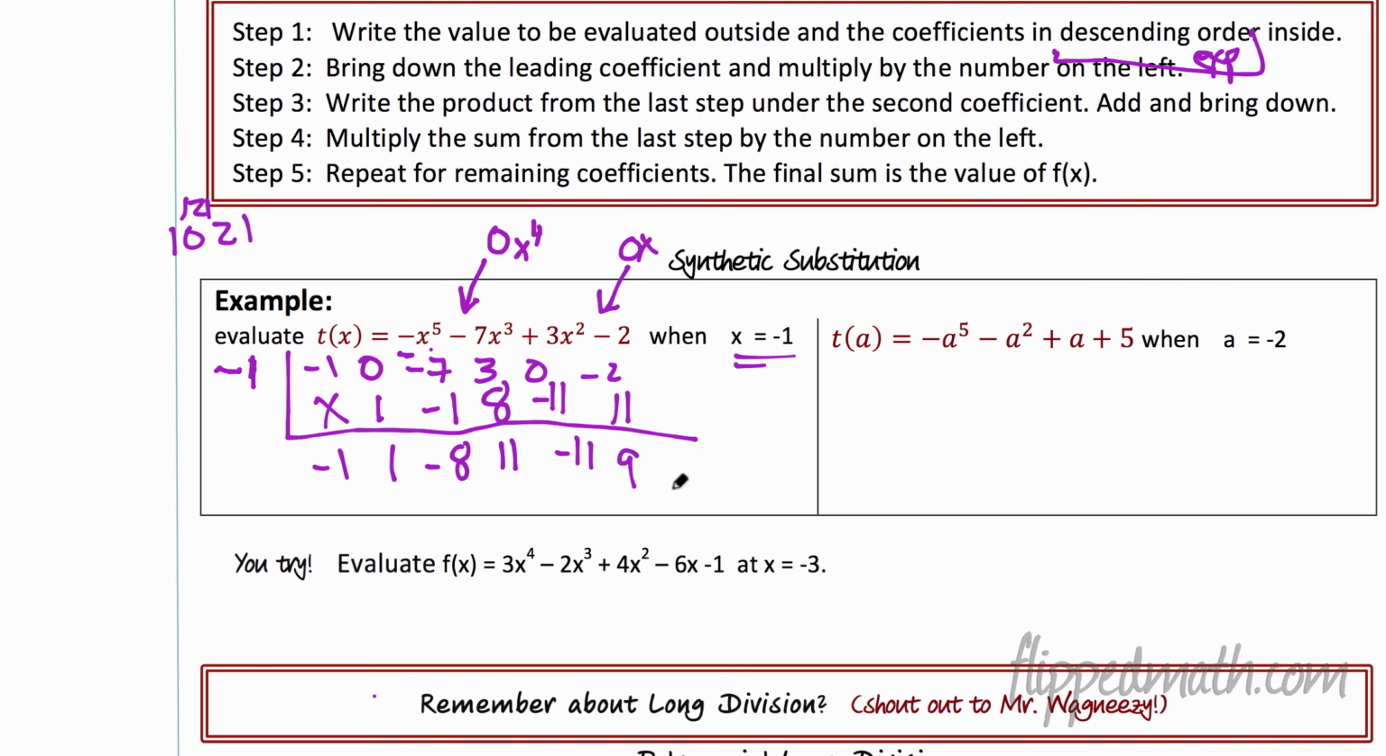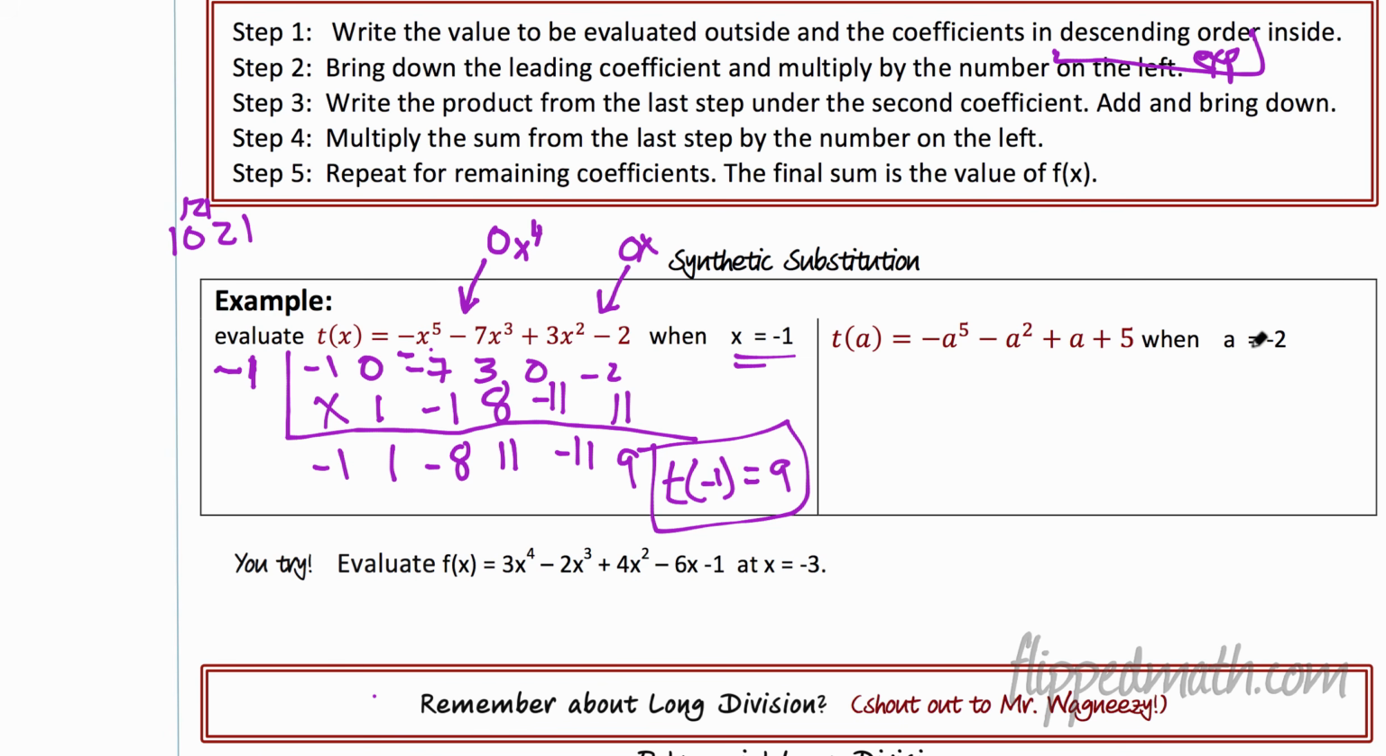So this really is helpful if you have huge numbers here. But we would say that t of -1 equals 9. And we could check it by direct substitution, but we're just going to move on to save some time. So let's look at the next one. How would we set that up?